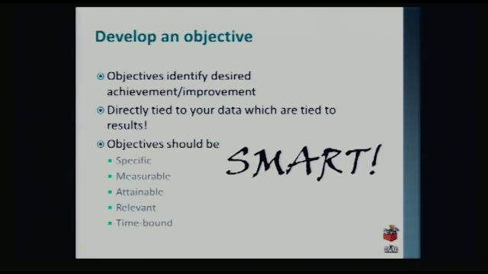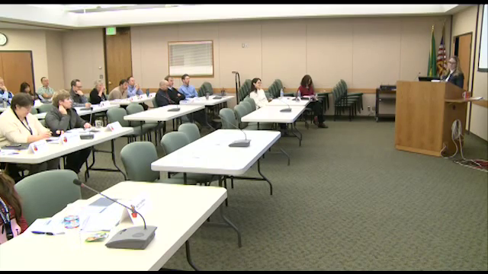Okay, so what are objectives? So thinking about the goal statement, the goals are your end desired results, those big picture results you're working for. Objectives then are just the nearer results of what you're trying to achieve, and then you can write them in a way that makes them SMART and can help you focus attention. So your objectives are always directly tied to your data, and your data is tied to the results that you map out that you want. Objectives should be SMART. Everybody's heard the term SMART? Okay? Specific, measurable, attainable, relevant, time-bound. There's some different versions out there, which is fine.